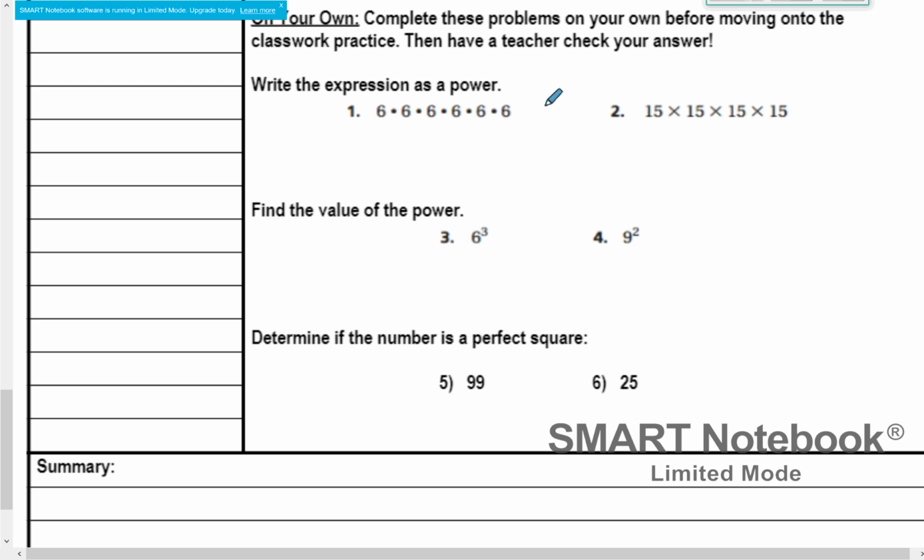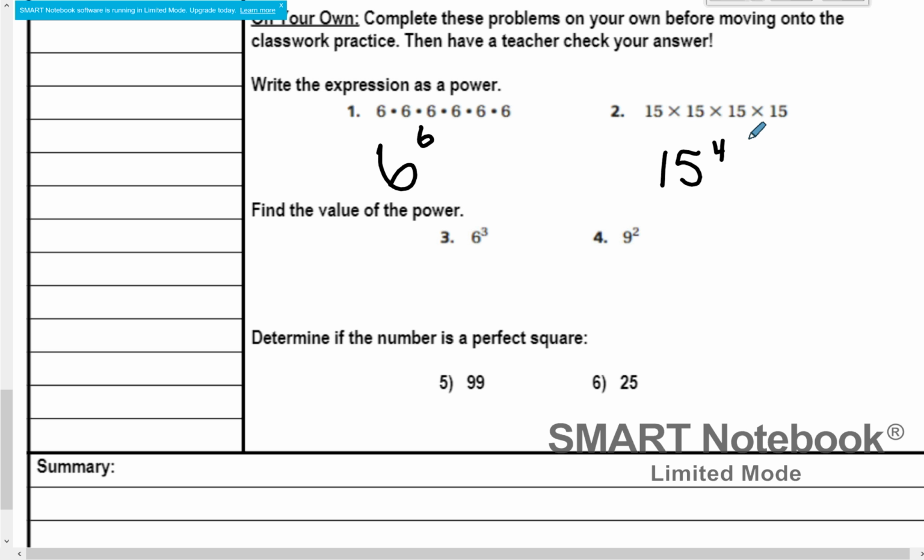All right, we're writing these expressions as powers. Our base is the number that's being multiplied. Our number that's being multiplied is 6. 1, 2, 3, 4, 5, 6, it's being multiplied 6 times, so our exponent is 6. Same thing with 15. 15 is our base because it is the number being multiplied. It's our big number. And 15 is being multiplied 1, 2, 3, 4 times. So this is written as 15 to the fourth.